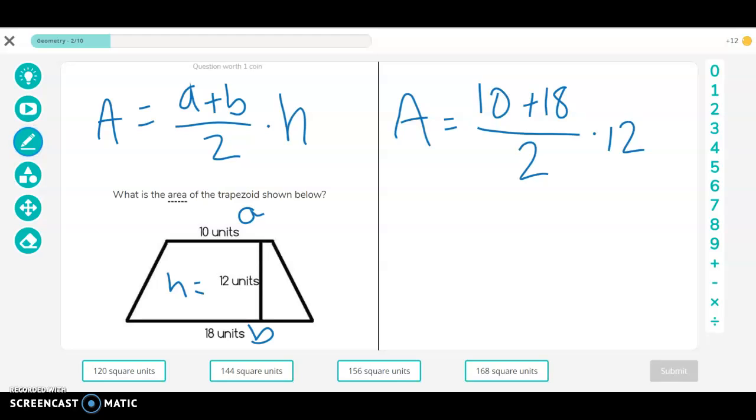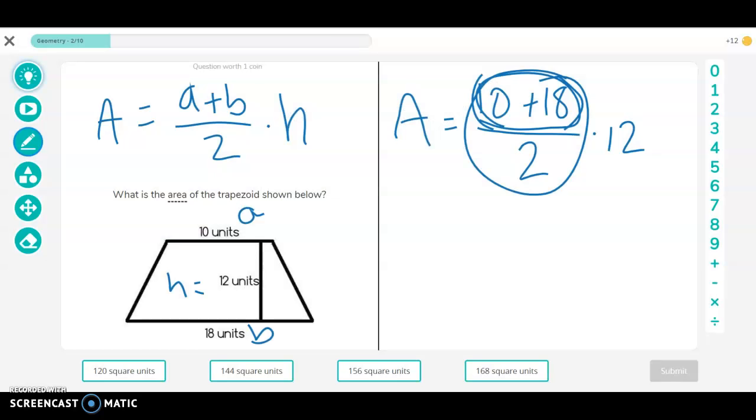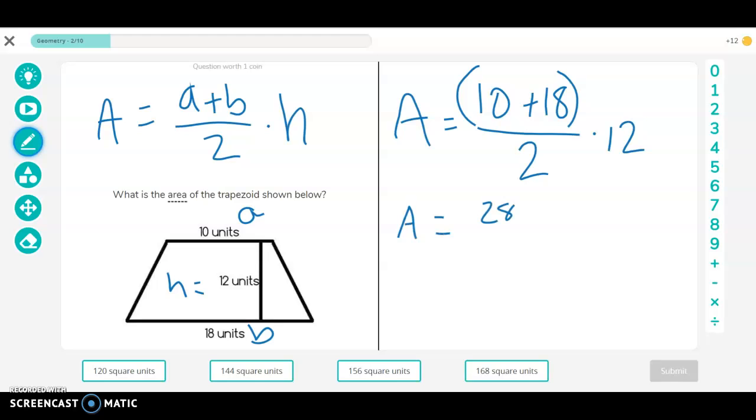Alright, so in order for us to do this problem first, we have a big division problem here, but we need to solve this top part. You can kind of pretend that these are in parentheses. I think they actually show on the hint that it's in parentheses, they don't show it on here, but on other things they show them in parentheses. So this new problem is going to be rewritten as this, so we can do parentheses first. Okay, so we're going to add 10 plus 18, which is 28. So now we have A equals 28 divided by 2 times 12.